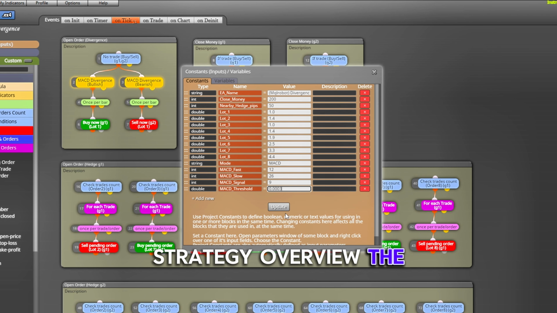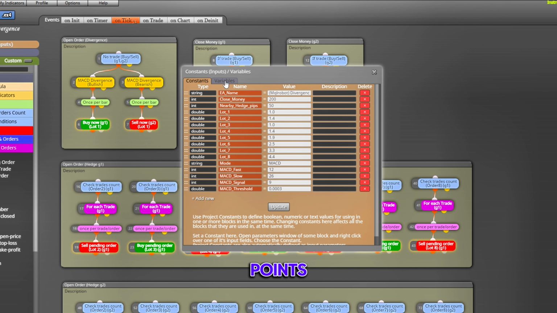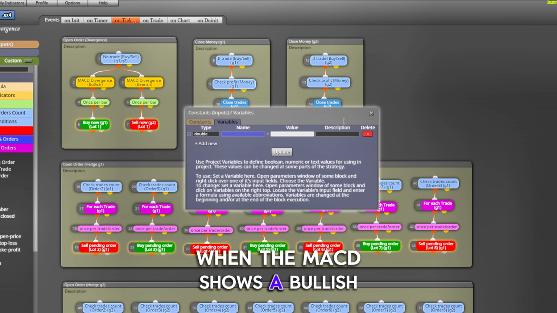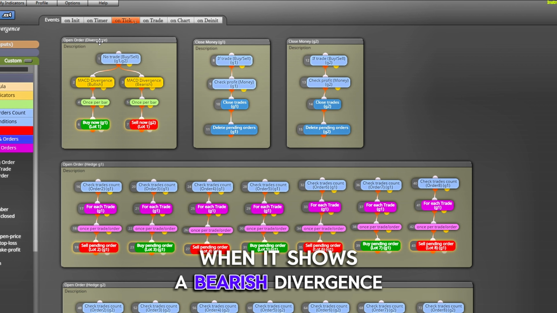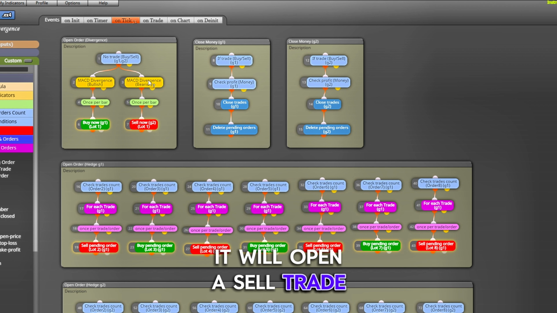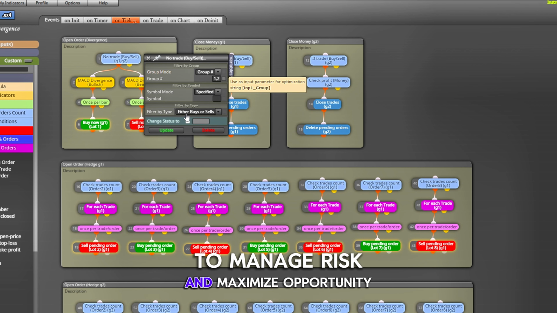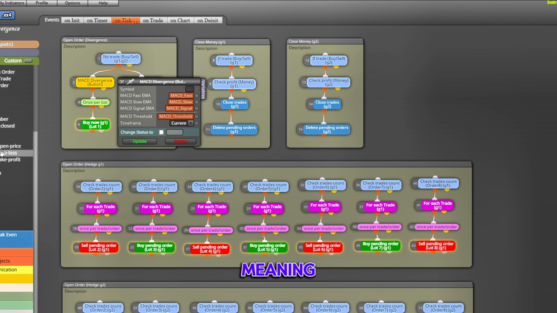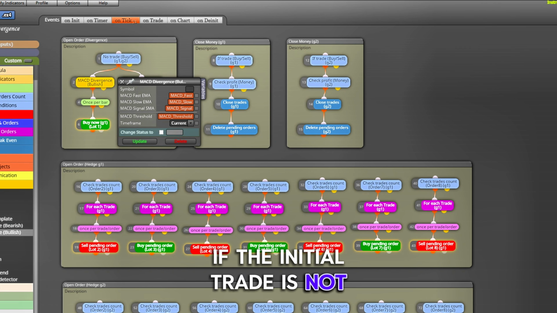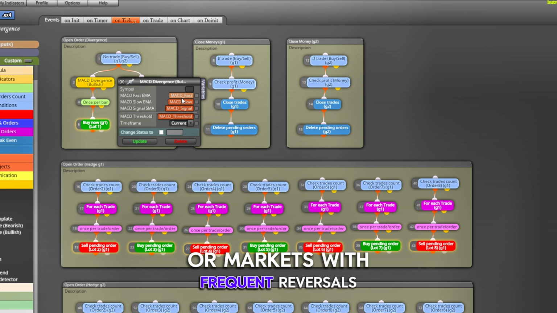Strategy overview. The Divergence Hedge EA uses MACD divergence signals as entry points. When the MACD shows a bullish divergence, the robot will open a buy trade. When it shows a bearish divergence, it will open a sell trade, but it doesn't stop there. To manage risk and maximize opportunity, this EA uses a hedging strategy, meaning it can open additional opposite direction trades if the initial trade is not successful. This makes it ideal for ranging markets or markets with frequent reversals.